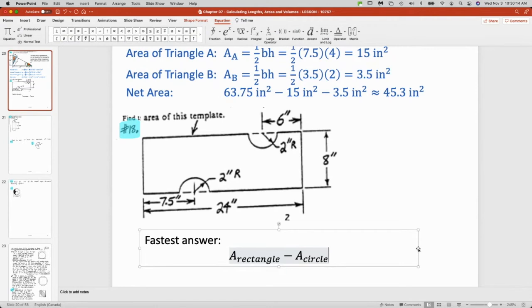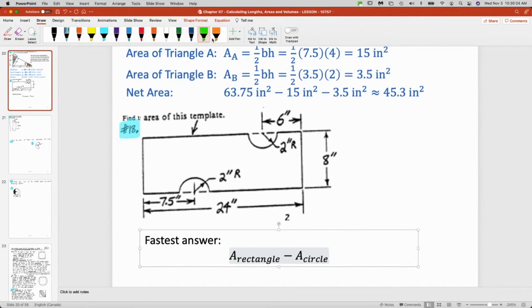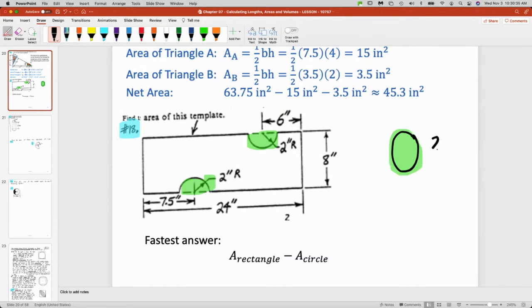And you might say, wait a second, John, it's not a circle, it's a semicircle. But the thing is that those two semicircles are the same radius. See this guy here and this guy here, they form a single circle. And that single circle has a 2-inch radius.